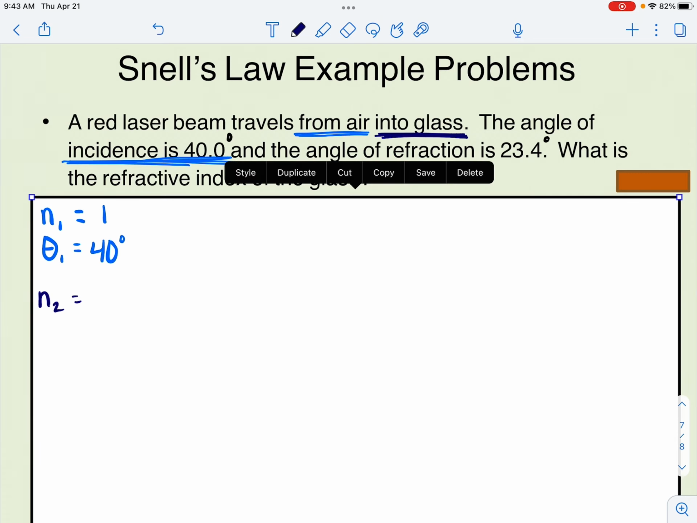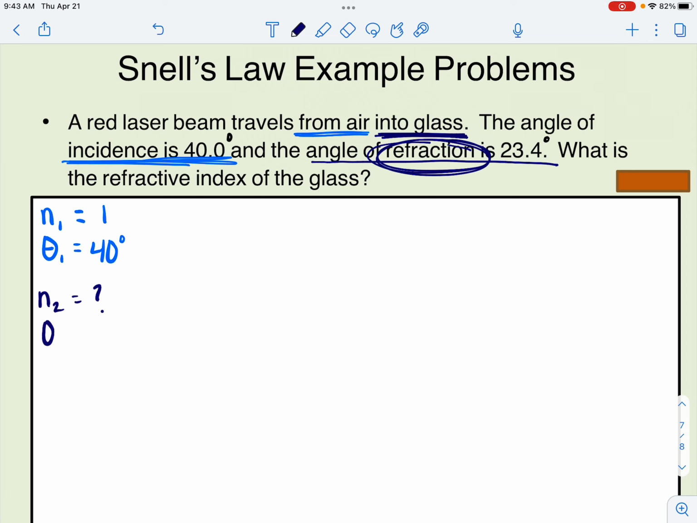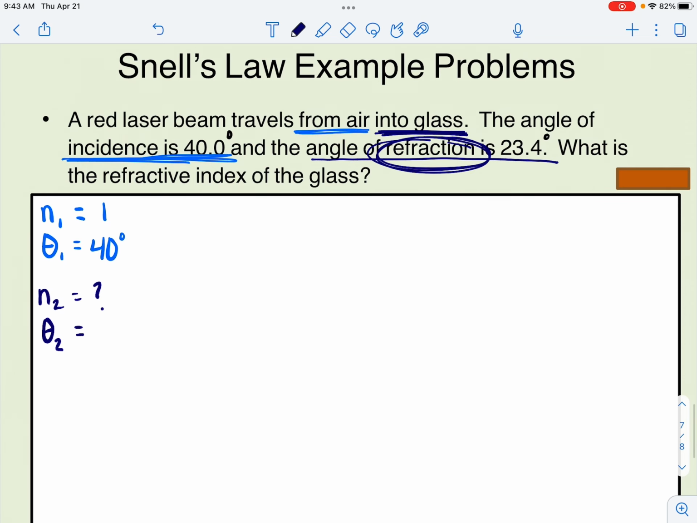And then it says that they want me to use an angle of refraction. So refraction is after it has bent because it has changed material. So that is going to tell me that this angle is specifically angle 2 because this is in the second material, which is why the angle changed. Okay, so there's my list of givens. My equation says that I'm going to take N1 sine theta 1 equals N2 sine theta 2.